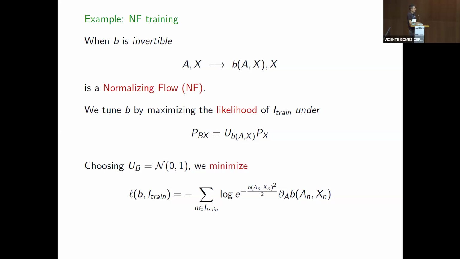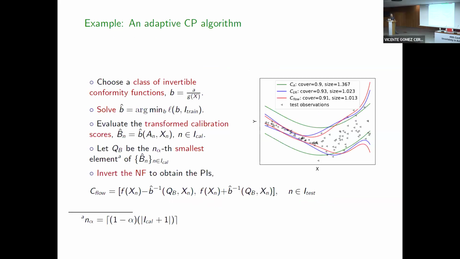And the objective function is very simple. You see here the Gaussian, and this is actually a constant, so it can be skipped. And this appears here because we are evaluating at the transformed slope.